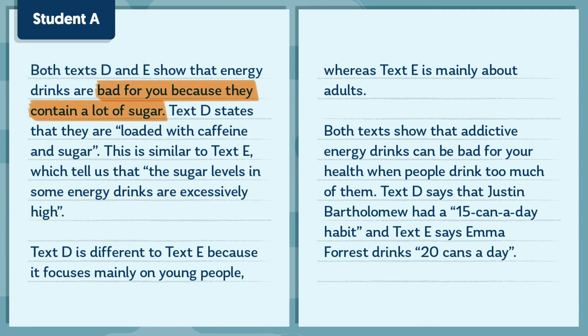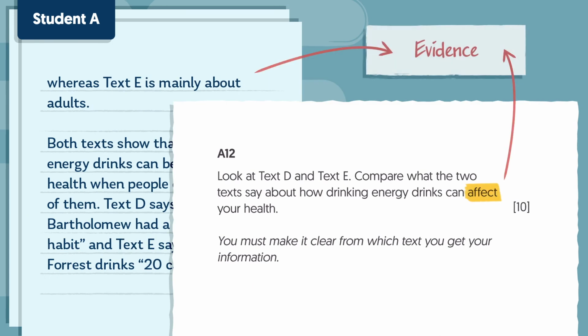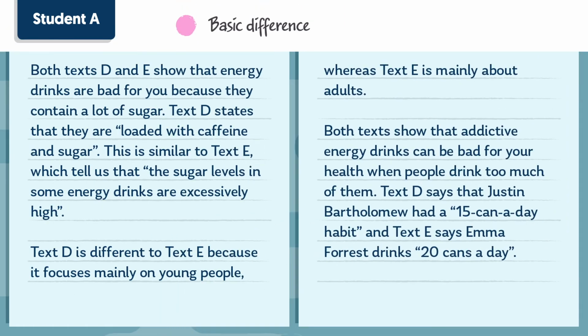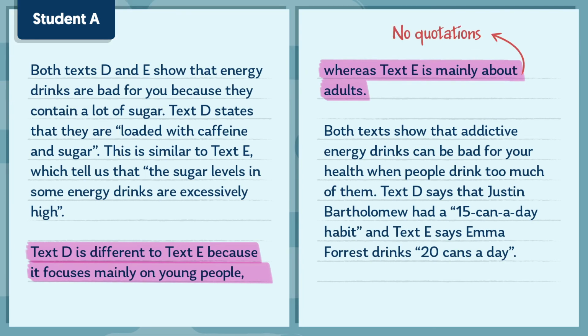But although this student obviously knows that too much sugar is bad for your health, they don't actually quote or refer to a part of the text that comments on this. Remember that the question asks you to focus on how energy drinks affect health, so this student needed to select some evidence that does that clearly. Student A then identifies a basic difference between the texts, that one is mainly about children and the other is mainly about adults, but this point is rather straightforward and simplistic. They also haven't used any quotations to back it up.